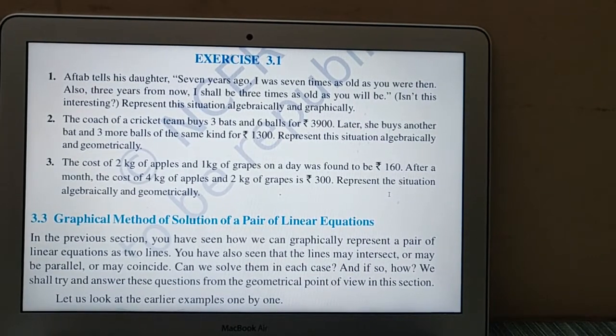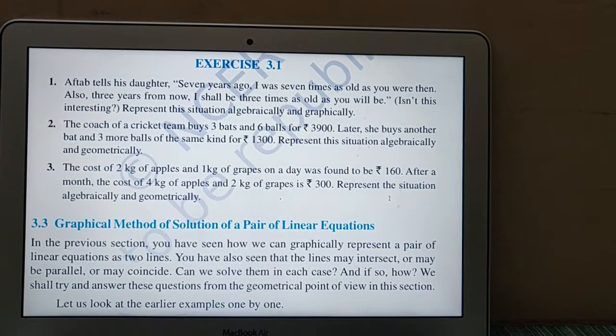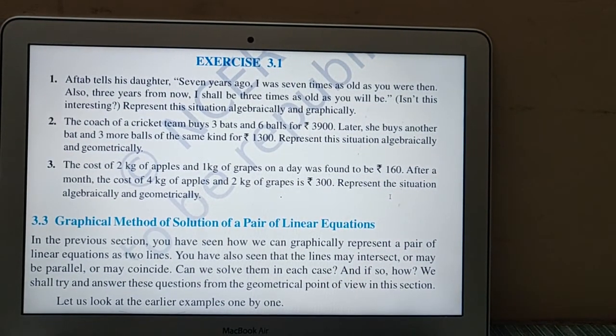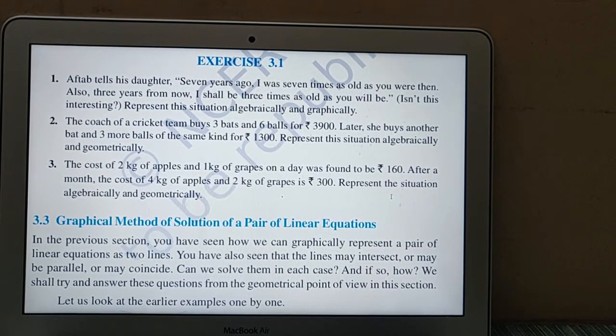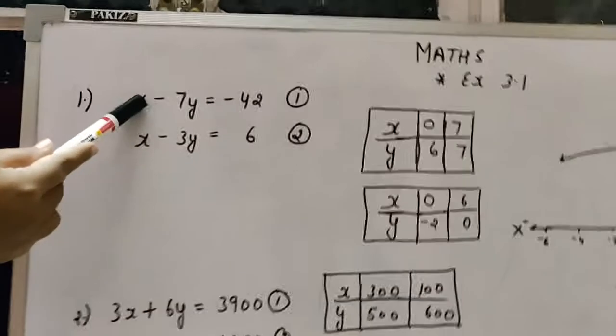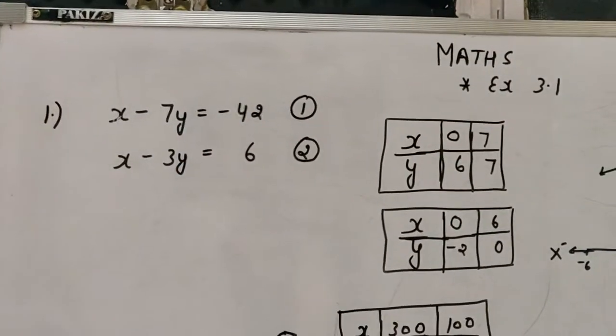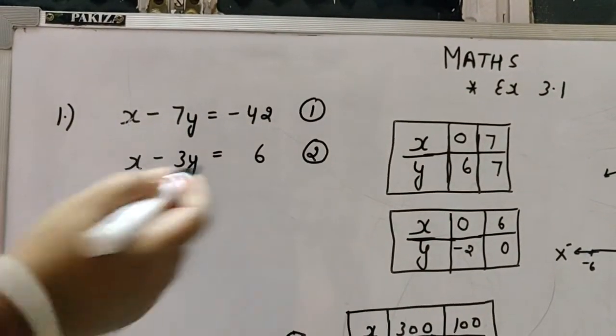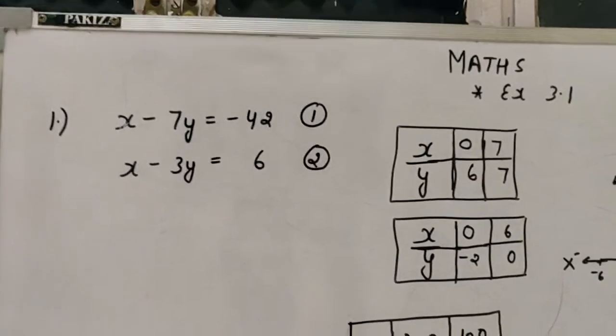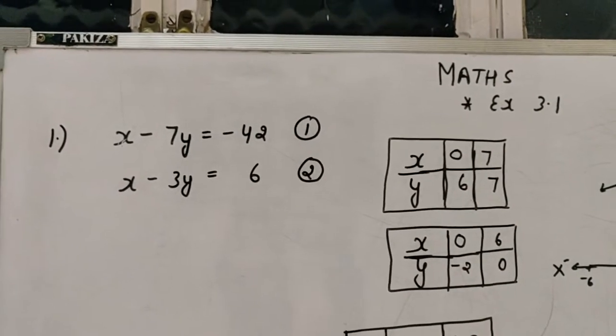Now try to recall the first question, the equations which we made. When you solve it, the brackets and everything, you will get these equations. The first question gives x minus 7y is equal to minus 42, correct? And x minus 3y is equal to 6. Now today we are going to do it graphically.